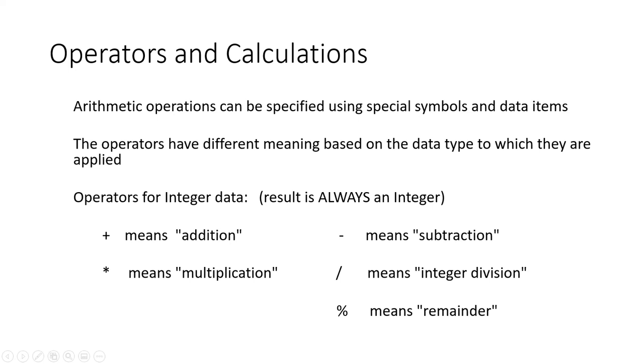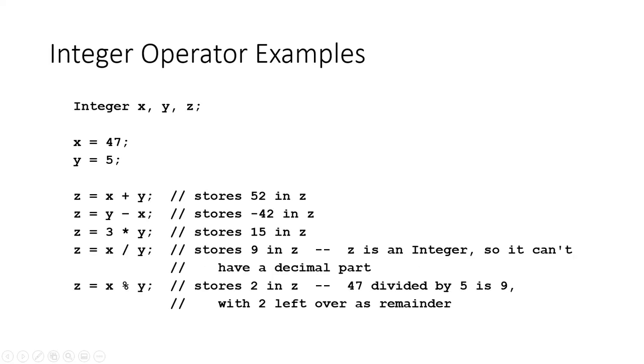And then there's also a percent sign. The percent sign does not mean percentage. The percent sign is the operator that means the remainder of an integer division. Let's take a look at some examples here. If I have 3 integer variables, x, y, and z declared here, and I store 47 in x and 5 in y, now I have a bunch of assignment statements, and in the comments over here I'm saying what the answer would be in z. So x plus y, 47 plus 5, 52 would be stored in z.